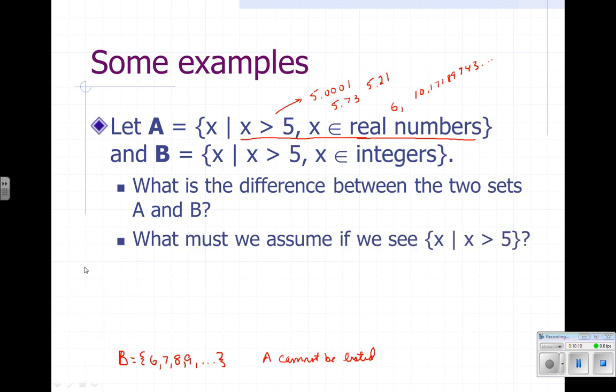So if we see this set right here, we see in set-builder notation all x such that x is greater than 5. What do we assume, do you think? Well, the answer here is that we assume the first thing. If no other indication is given, the set of all x such that x is greater than 5 means the set of x over the set of real numbers. So just like our set A right there, that is another way of writing set A.